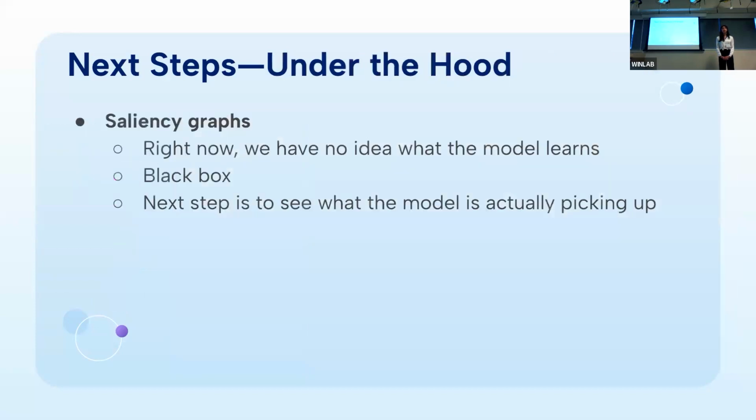And the other step that we can do is to look under the hood of what the neural network is actually doing, because we have no idea what the network is learning. It's like a black box. The only measure that we're really getting is the accuracy. All we know is that it has either learned something about the behavioral response, or it hasn't. So the solution is to use what are called saliency graphs.